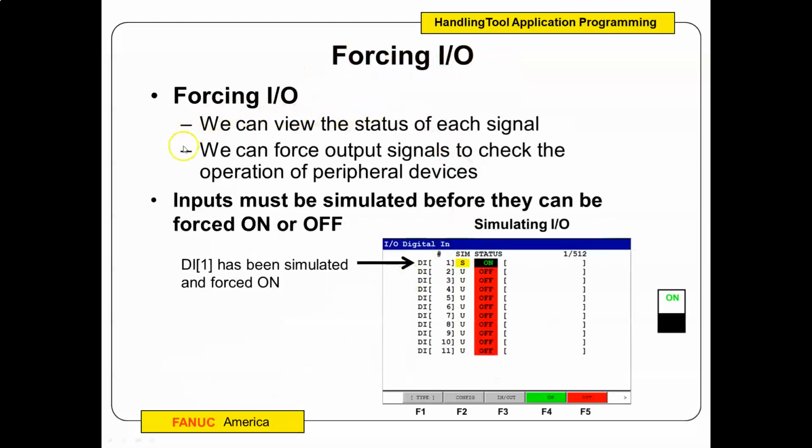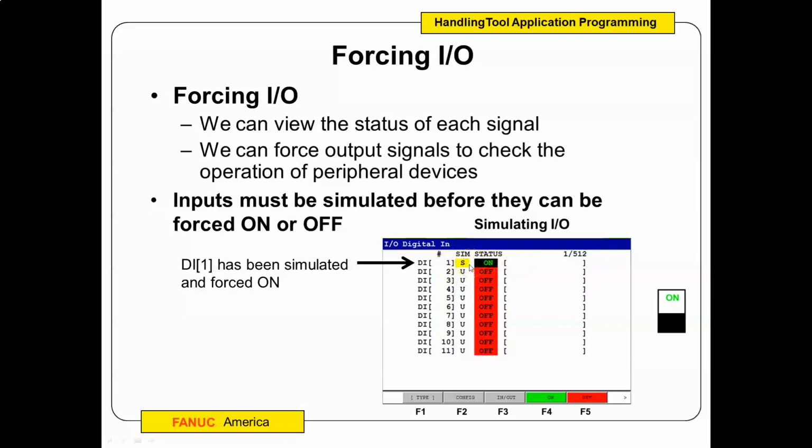Again, you've done this with the laser. You go to the I/O, you go to the inputs, and you run to the one you want to turn on and off. If you're simulating outputs or inputs, to force it on and off, you have to simulate it.